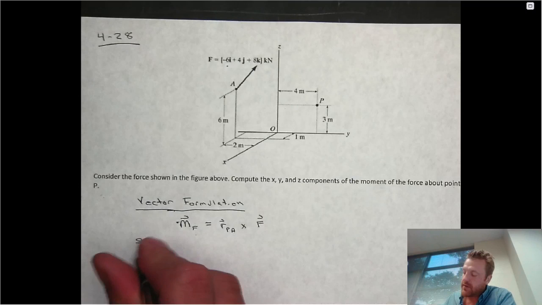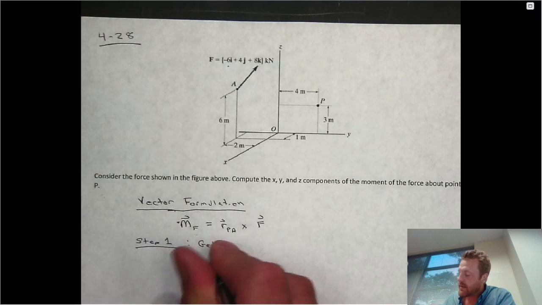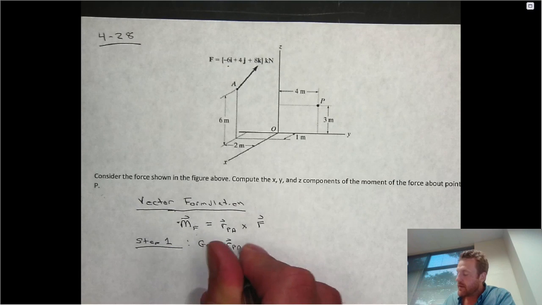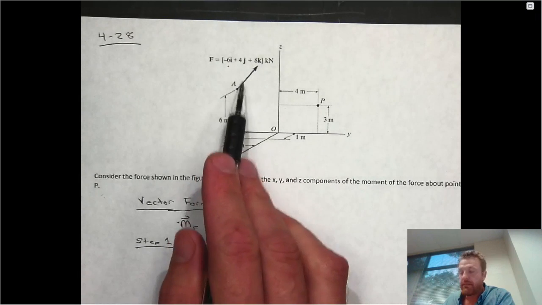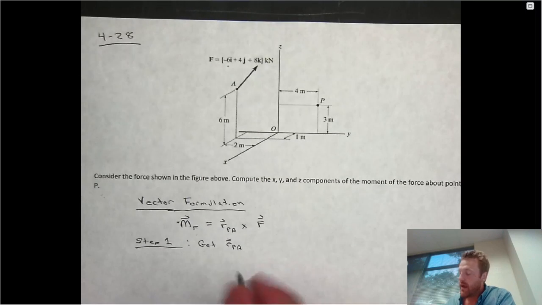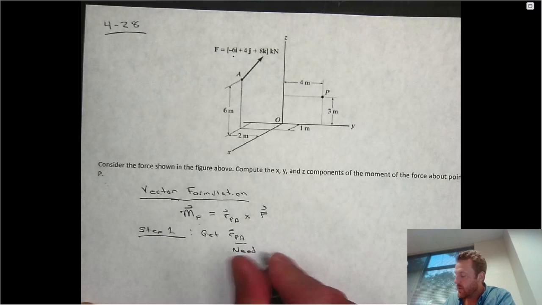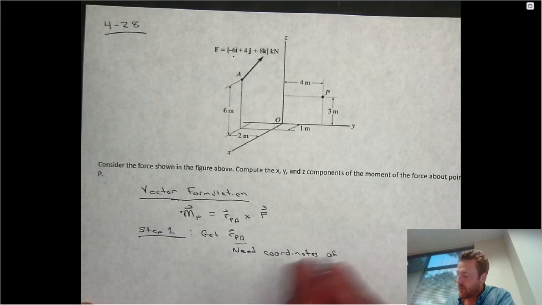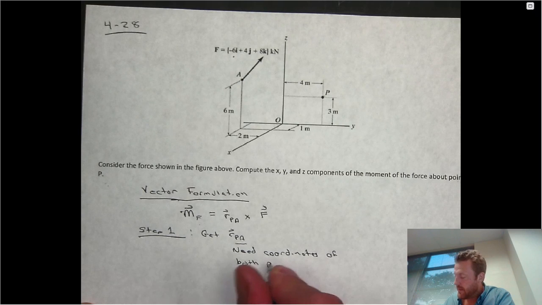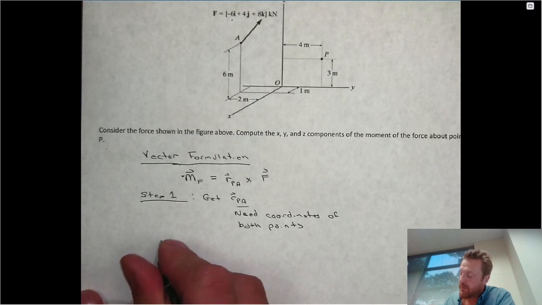So the first thing that I actually need to do in order to solve this problem is to get an expression for that position vector that goes from the point of interest, which is P, to the actual point of application of the force, which is A. So how will I actually do this? Well, I'm going to need the coordinates of both points. So let's see how we would do that. Let's go about writing the coordinates of point A first.